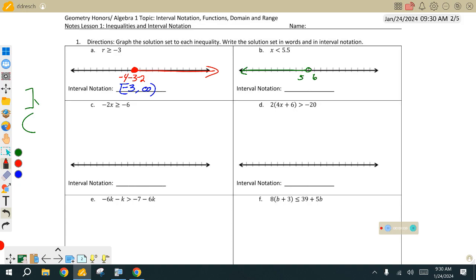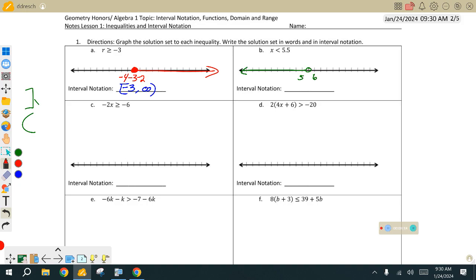Parentheses will always be associated with infinity. I will never use a bracket with infinity because you just told me I can't touch infinity, can I? So for brackets, it depends on the starting point. But infinity will always have a parenthesis.